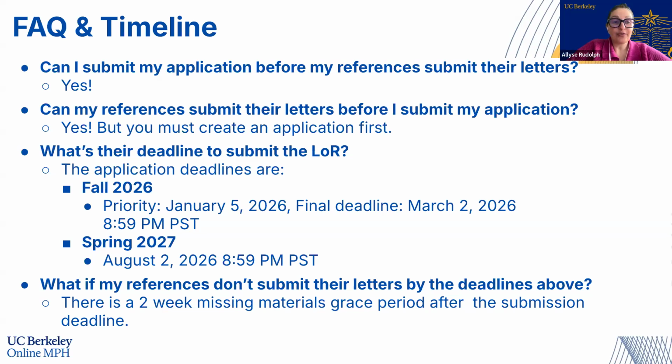If you're applying for fall, we do have a priority deadline of January 5th and a final deadline of March 2nd. We highly, highly, highly encourage that your references submit their letters as soon as possible by that deadline or earlier. If your references don't make that deadline, we give applicants a 2-week grace period after the submission deadline to get in any missing materials.